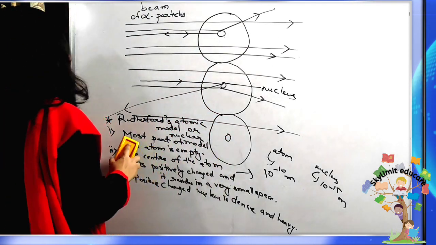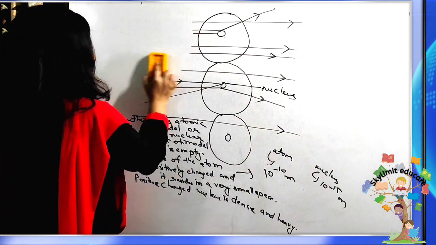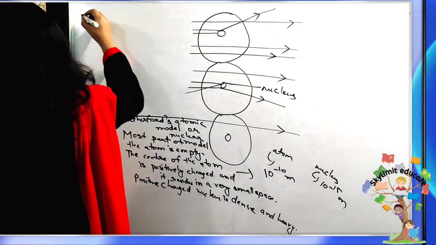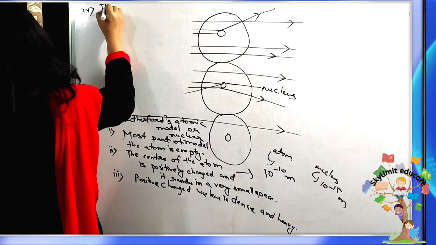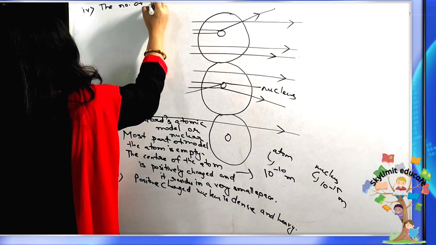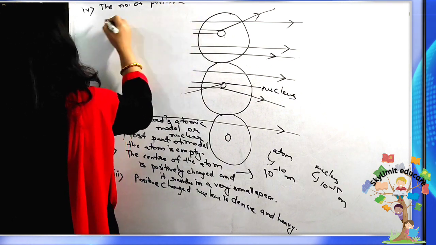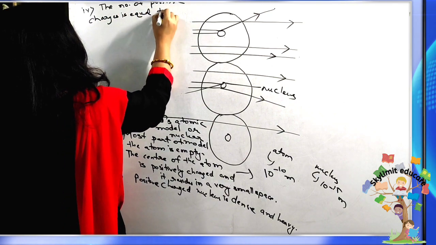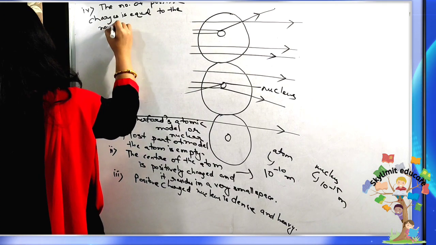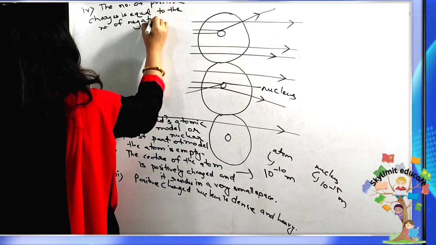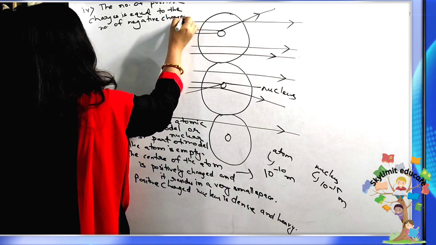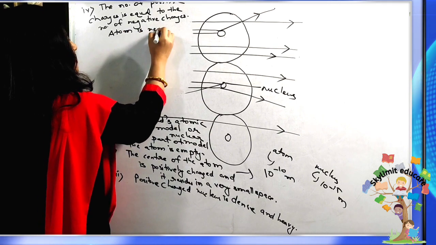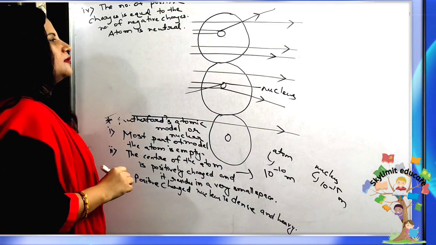Besides that, we can also write the other points. He also stated that the number of positive charges is equal to the number of negative charges. So that we were already knowing. Dalton had already told that, yes or no? So that means the atom is neutral. That means the atom is what? Neutral, right? That means the atom is neutral, okay?